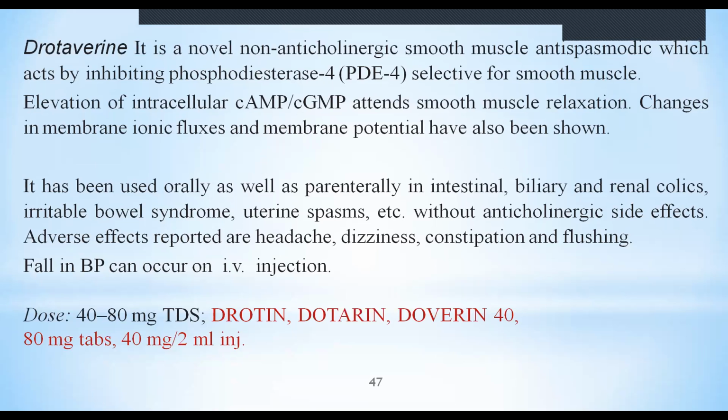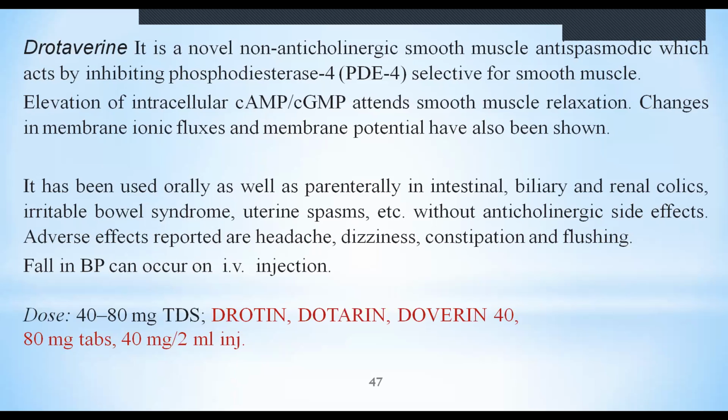Evaluation of intracellular elevation of the intracellular cyclic AMP or GMP attains smooth muscle relaxation, and changes in membrane ionic flux and membrane potential have also been shown. And drotaverine is used orally as well as parenterally in intestinal, biliary and renal colics, whenever there is a lot of pain due to all these things. And also IBS, irritable bowel syndrome, the uterine spasms, etc.